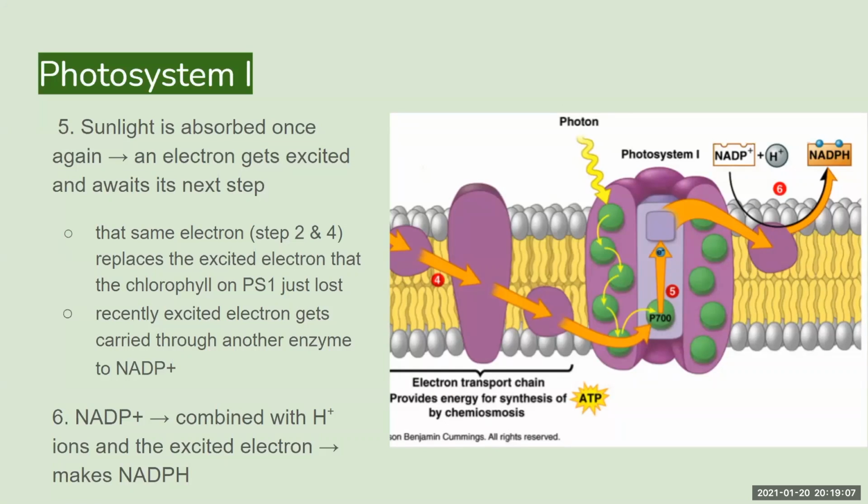The 5th step is that sunlight is absorbed once again, and a new electron gets excited and awaits its next step. Now, if you remember that same electron from steps 2 and 4 that just got carried through the electron transport chain, that will replace the excited electron that the new chlorophyll just lost on photosystem 1. The recently excited electron gets carried through another enzyme to NADP+. The last step is that NADP+ is combined with the hydrogen ions and the excited electron to make NADPH.